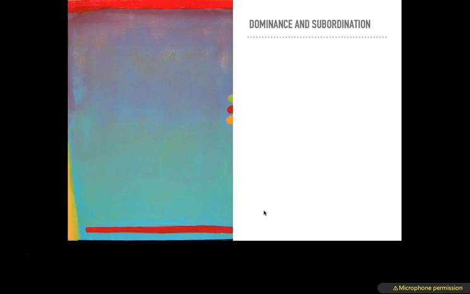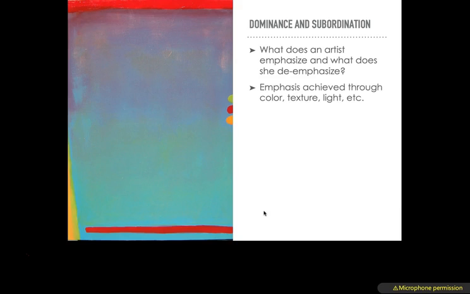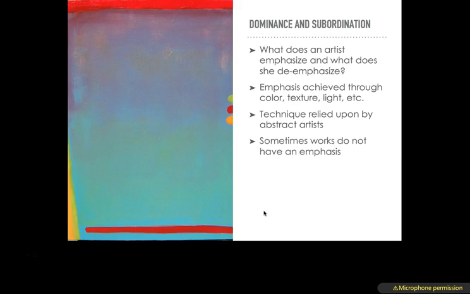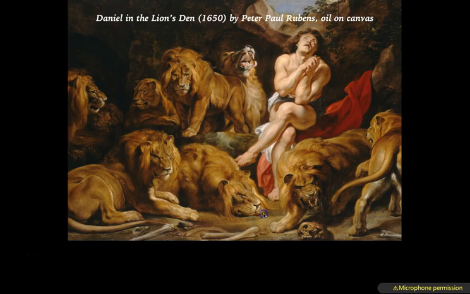Dominance and subordination is another element of art. This refers to what an artist emphasizes and what she de-emphasizes. The emphasis can be achieved through color, texture, light, any way to indicate that something is different. Abstract artists, like the one who created this painting, rely heavily on dominance and subordination. Sometimes, however, works do not have an emphasis.